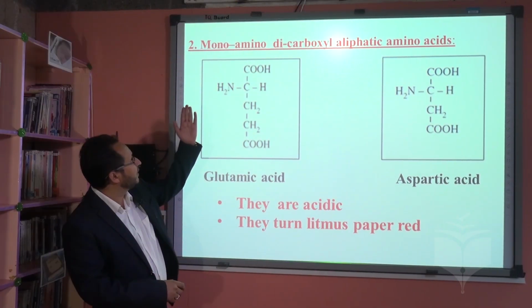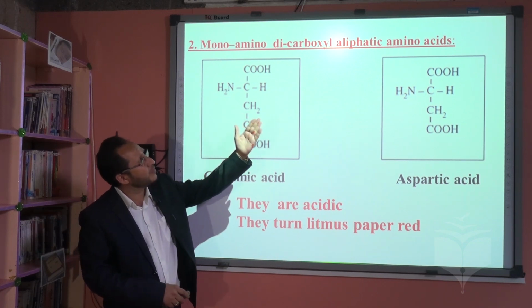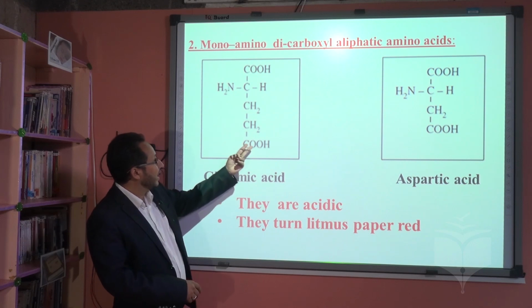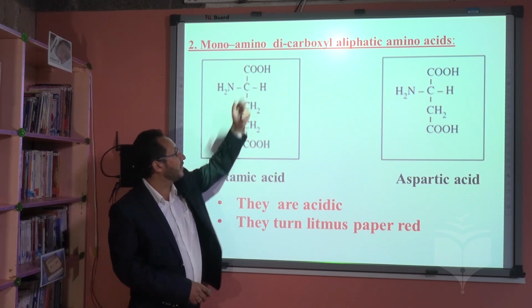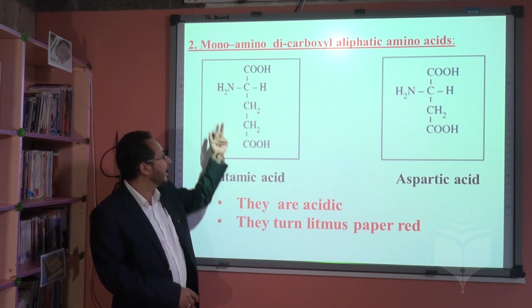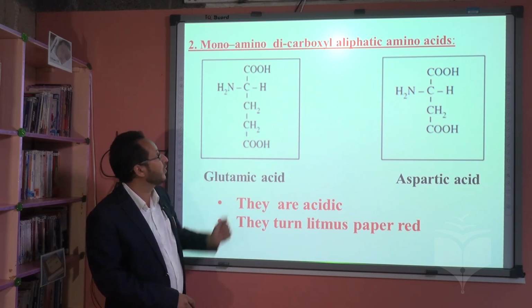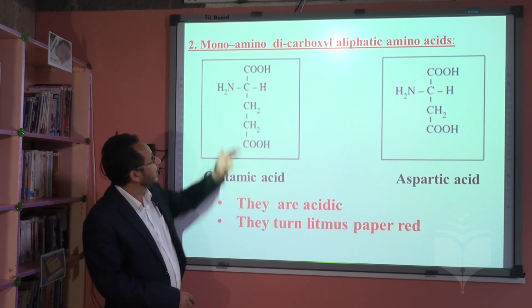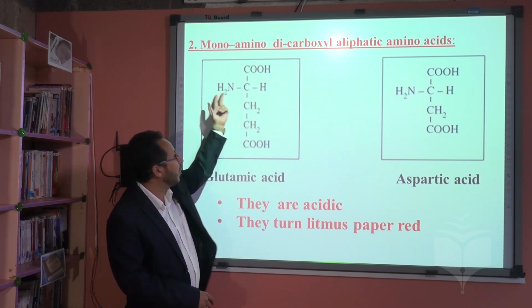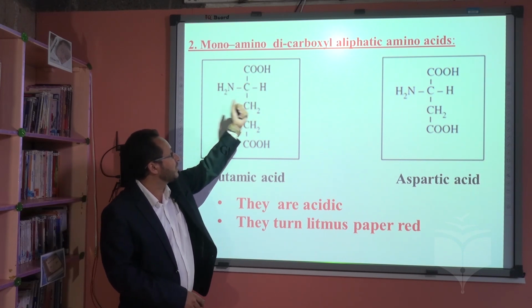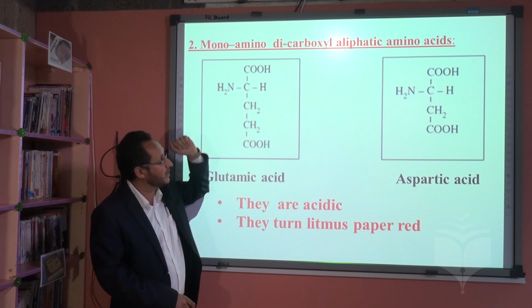The second type is monoamino dicarboxyl aliphatic amino acids. Here we have a carboxyl group and here we have another carboxyl group. So we have a dicarboxylic group and one amino group, so we call it monoamino dicarboxyl. This part is the same for all amino acids, CH, NH2, COOH.